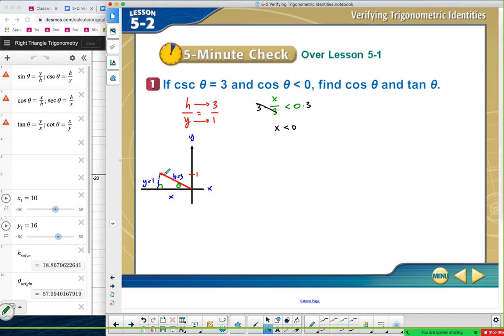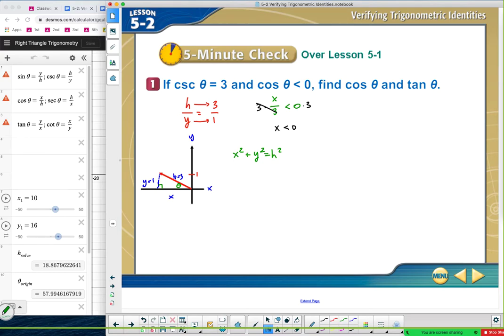With a right triangle, that's what I have here, and I know 2 sides. How could I solve for the third side? Pythagorean theorem, very good. So I have x squared plus y squared equals h squared.